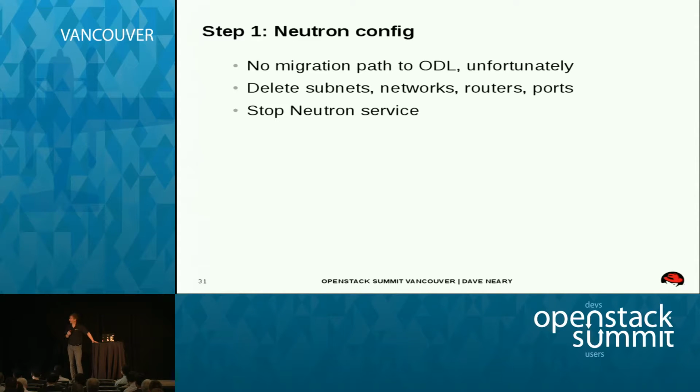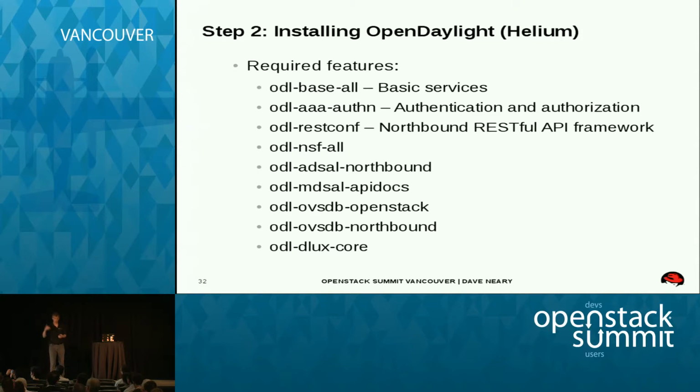Okay, step one, Neutron config. Unfortunately, no migration path, so you need to delete all your subnets, networks, routers, ports, stop the Neutron service, and disable all of the L2 agents on all of your compute nodes. But I think I mentioned that later. So installing OpenDaylight, there are a number of things that are required. Anybody who is intimately familiar with OpenDaylight will say, well, shouldn't this all be picked up by dependencies when I install just the ODL OVSDB OpenStack feature? And yes, it should. With Helium, it doesn't quite work that way, so you need to install a number of things.